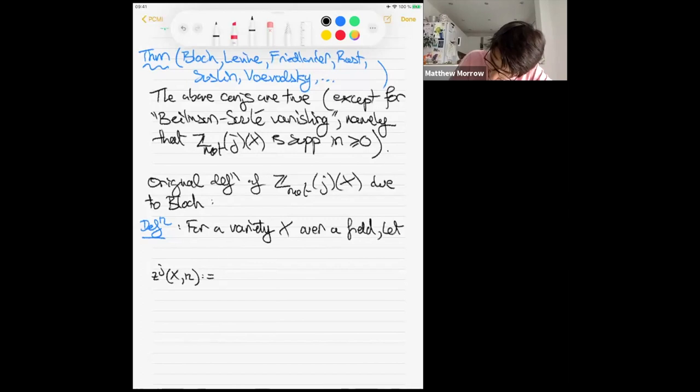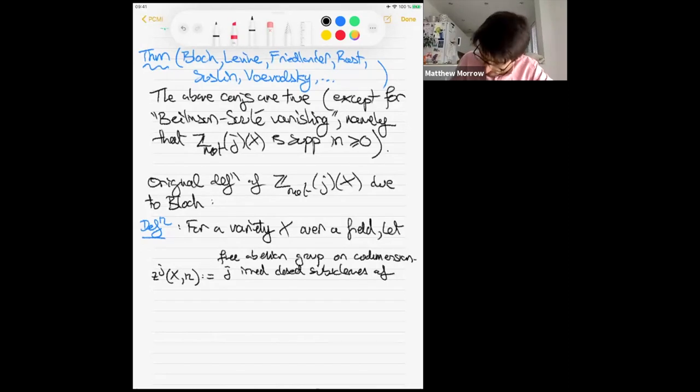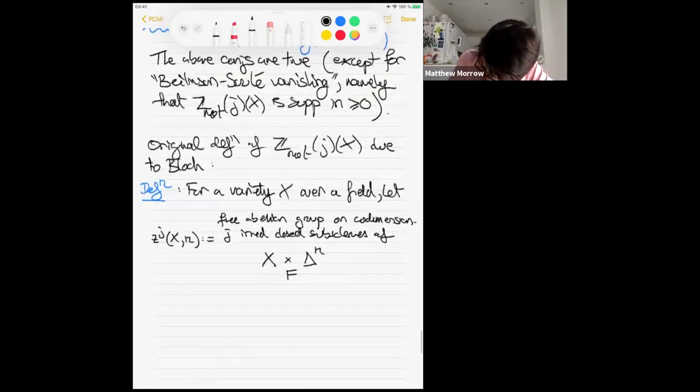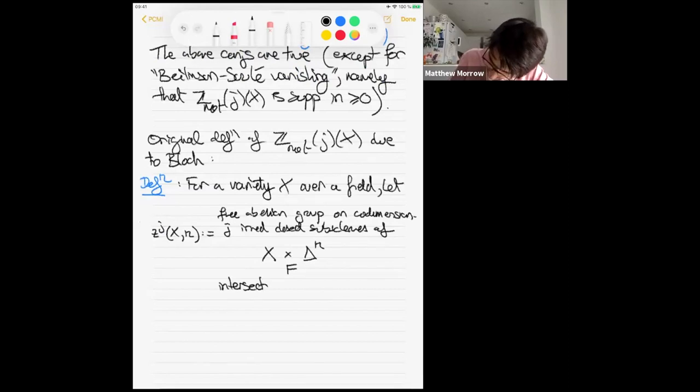I'm going to take the free abelian group on, pretty sure this time I'm right about codimension, on codimension j irreducible closed subschemes of what? Not of X itself, but of X times this algebraic simplex. So let's finish the sentence and then we'll define some terms, intersecting all faces properly.